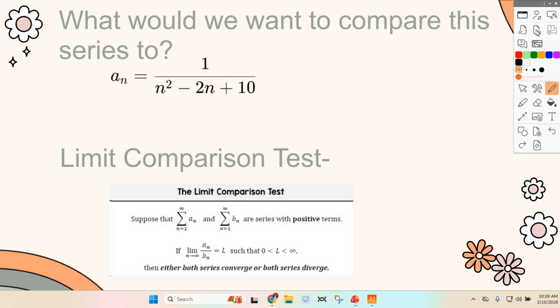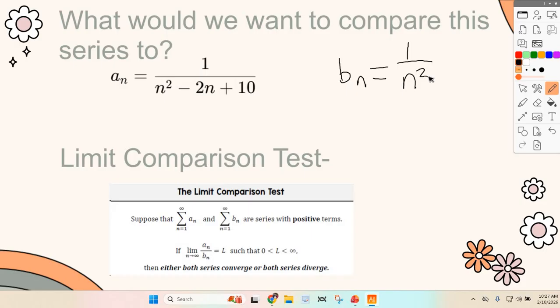So we want to compare this to b sub n equals 1 over n squared. But we can't using our direct comparison test. What we can do instead is use our limit comparison test. So it is very similar to our direct comparison test in that we are choosing another series to compare it to. They do both have to have positive terms, but what we do is we're going to take a sub n divided by b sub n, and then we're looking at the limit as n goes to infinity.